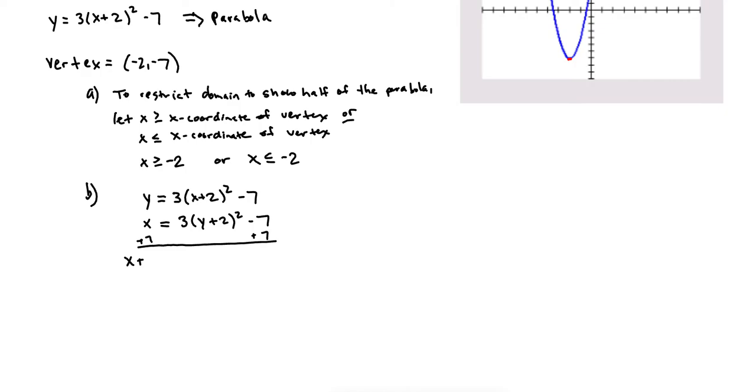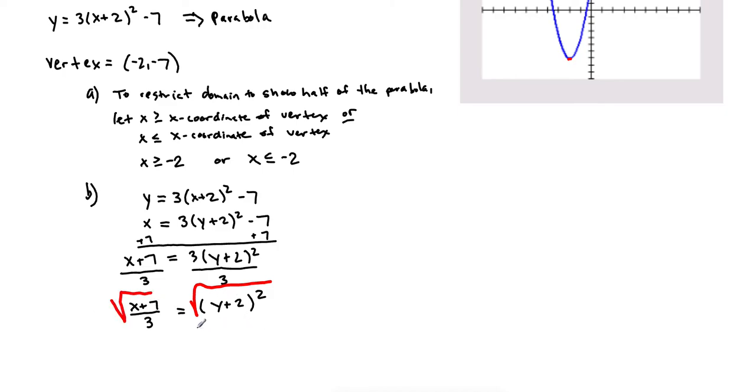So we've got x plus 7 equals 3 times the quantity of y plus 2 squared. Let's now divide that all by 3. So x plus 7 divided by 3 equals the quantity of y plus 2 squared. Then we're going to need to take the square root of each side. This is where some people get hung up. Don't let it be you. Remember, the square root of the quantity of y plus 2 squared is the absolute value of y plus 2. And we've got the square root of x plus 7 over 3.